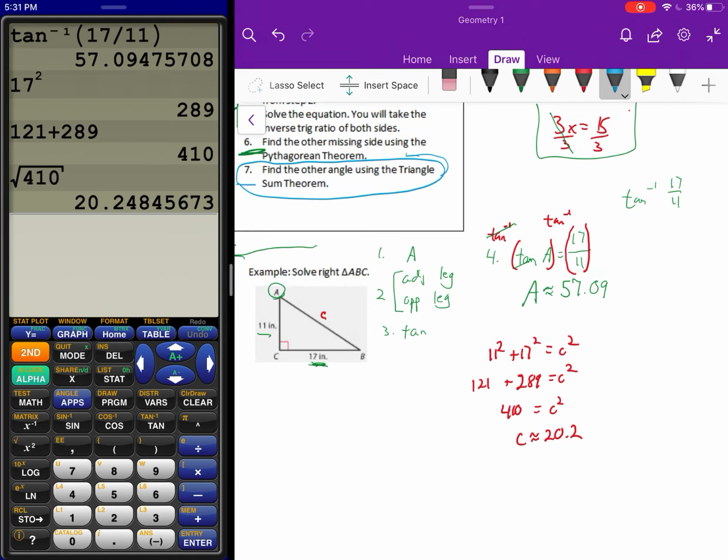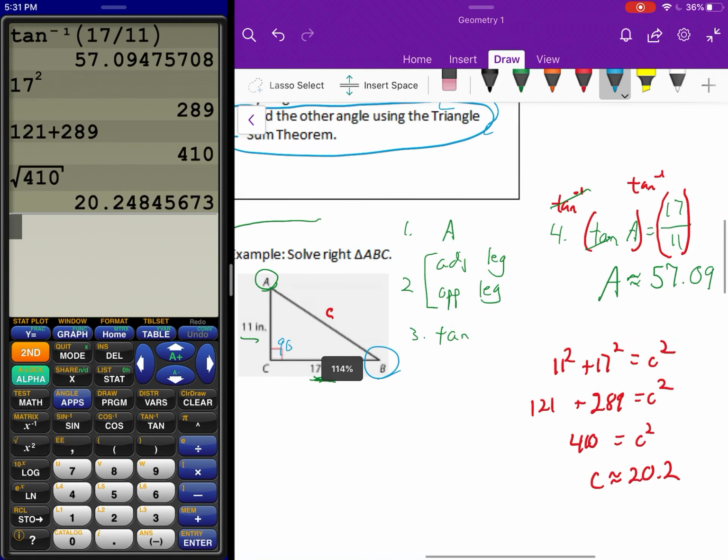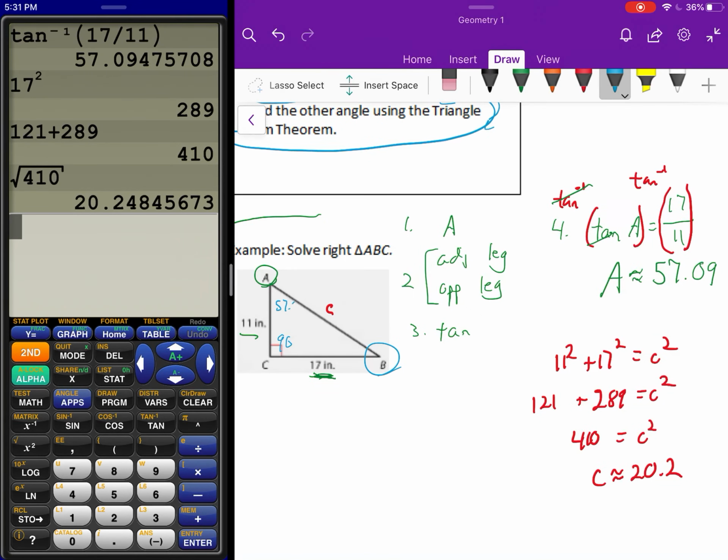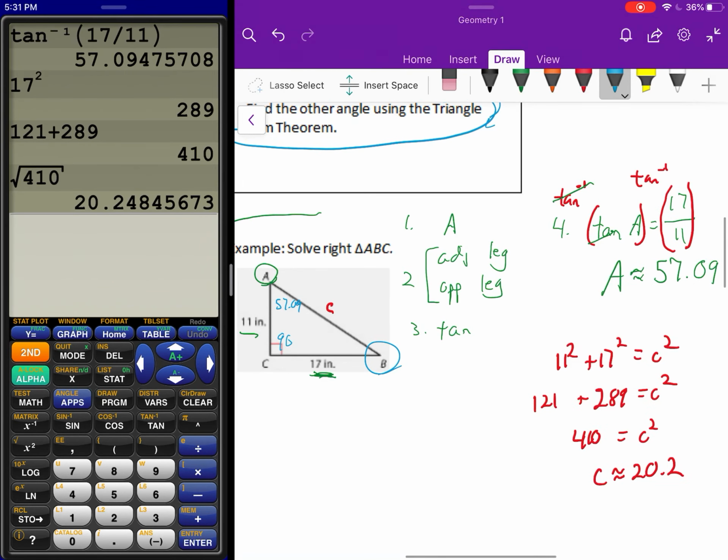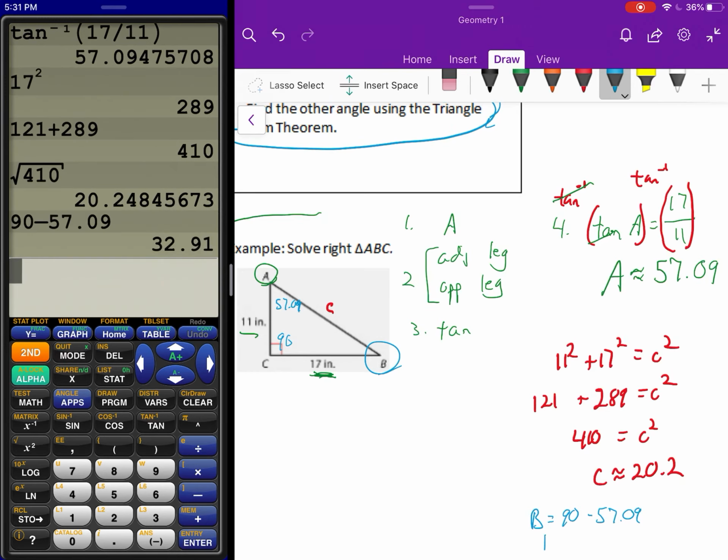And then lastly, we need to find the other angle. Well, 6 and 7 can be switched. They don't need to be 6 then 7. We need to find the other angle, which is angle B. And that's very simple now because we know angle C is 90. Angle A is 57.09. And we can find angle B by subtracting. So angle B is going to equal 90, because the two acute angles have to add up to 90, minus 57.09.